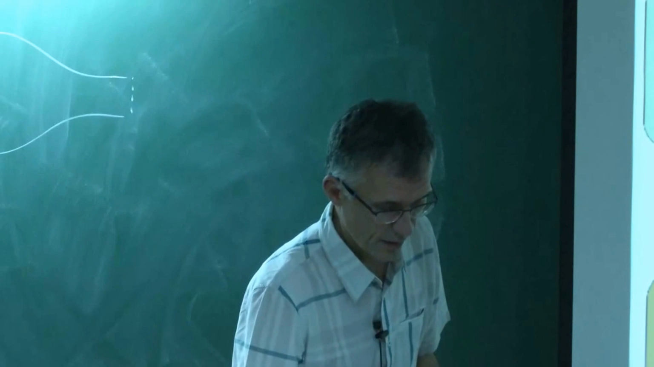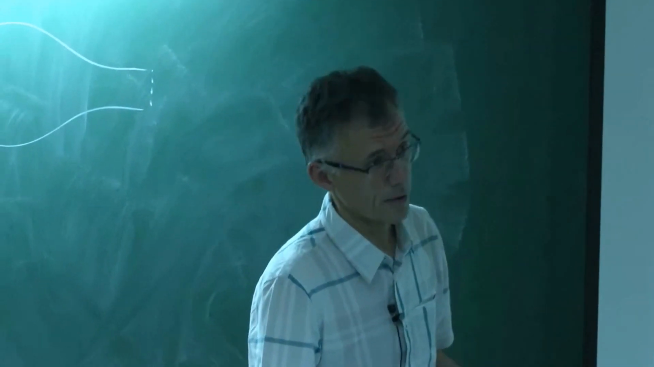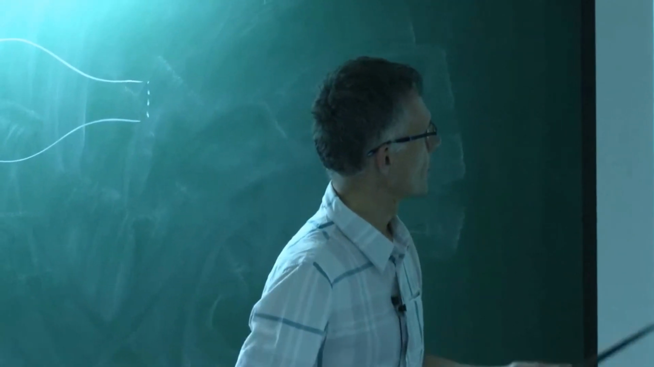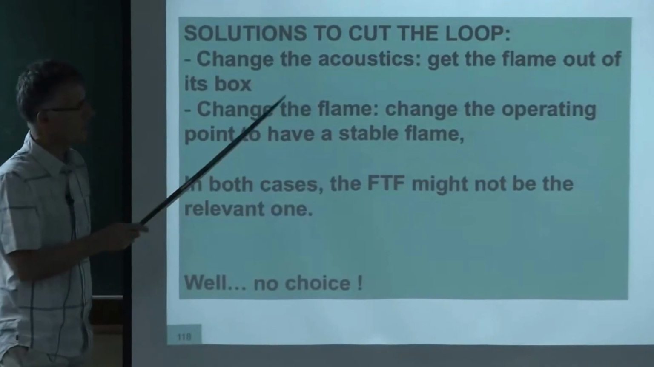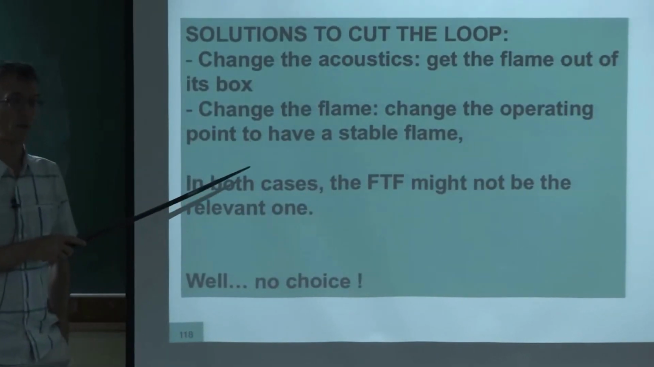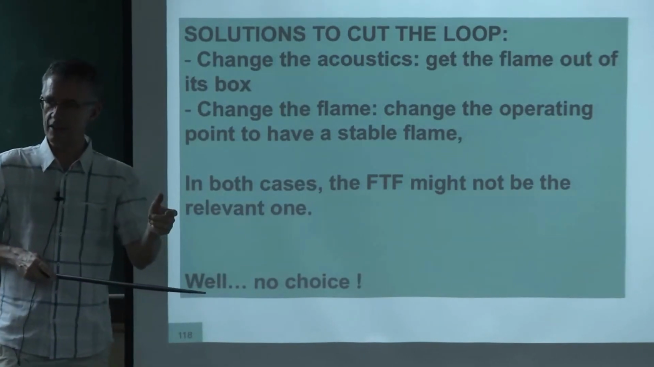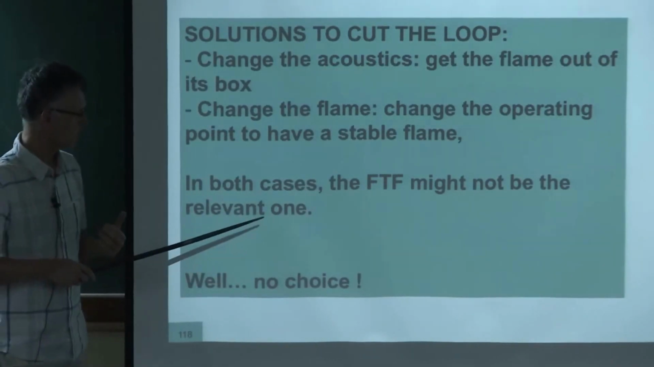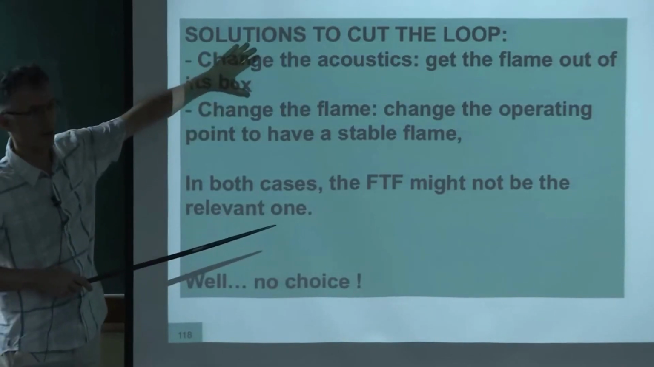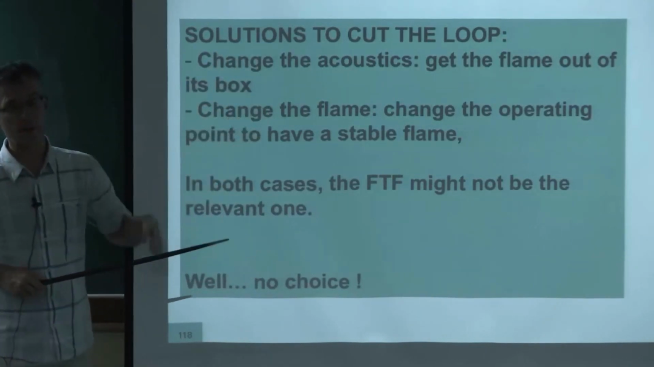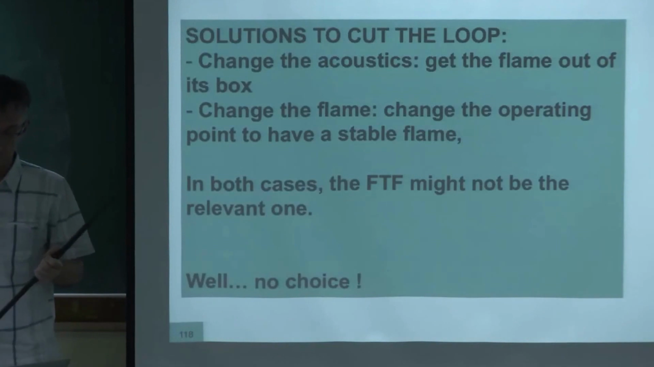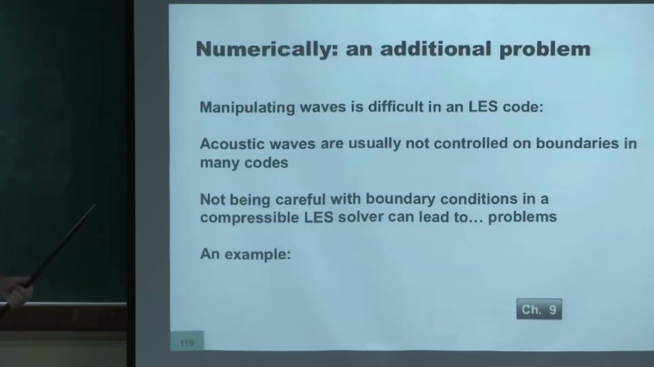In LES, one way to do that is to change the boundary conditions acoustically. So either you change the flame position or you change the flame itself also. What you can do is change a little bit the equivalence ratio to go to a stable case. There you measure the flame transfer function. In both cases, here you change the geometry, here you change the operating point. There's not much choice. If you want to measure an FTF, you have to do that.